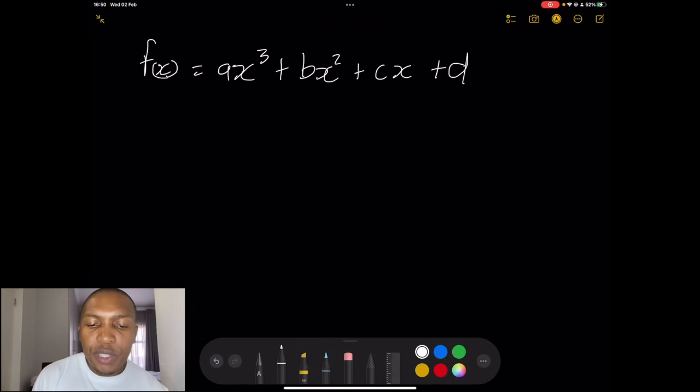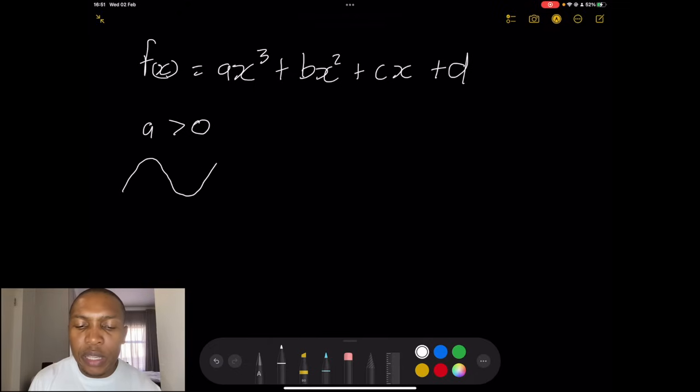Please just remember, just like any other graph, we're going to look at how to go about finding the x-intercept, the y-intercept, and so on. The first thing that I want you to note for the cubic function is that when the value of a is greater than 0, it determines the shape of your graph. It starts as an increasing function. Can you see that it's increasing there? And if the value of a is less than 0, then it starts as a decreasing function.